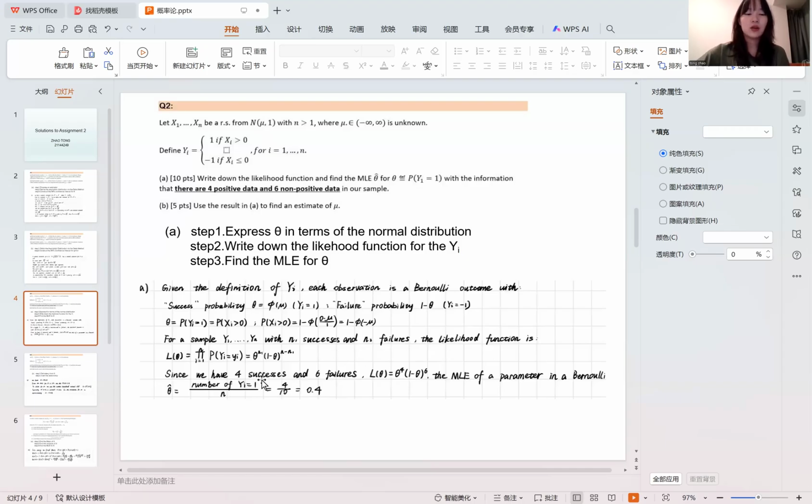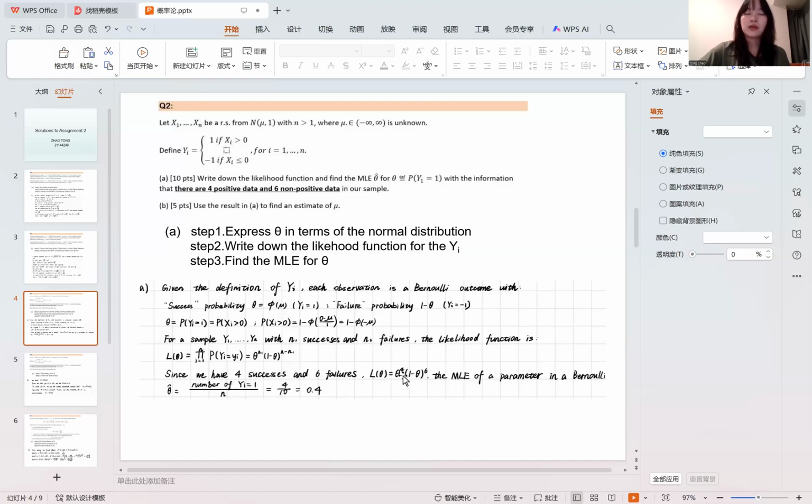And then we will use the data. We are told that there are 4 positive observations and 6 non-positive observations. So substituting these values into the likelihood function, we get this one.